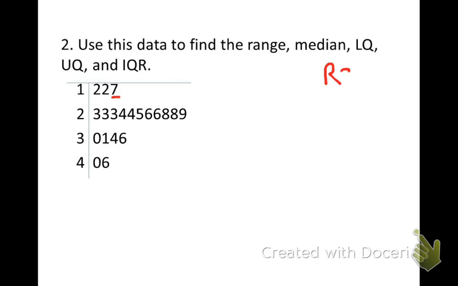So the range of this would be the high number, which would be 46 minus 12. 46 minus 12 would be 34. So 34 is going to be my range. I need to count how many numbers I have here. I'm going to get rid of some of these things here so they don't interfere with what we're doing. So 1, 2, 3, 4, 5, 6, 7, 8, 9, 10, 11, 12, 13, 14, 15, 16, 17, 18, 19, 20. So I got 20 numbers.